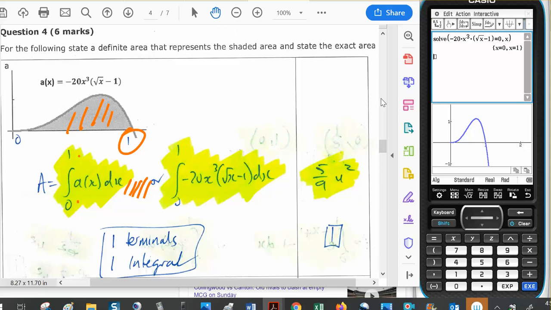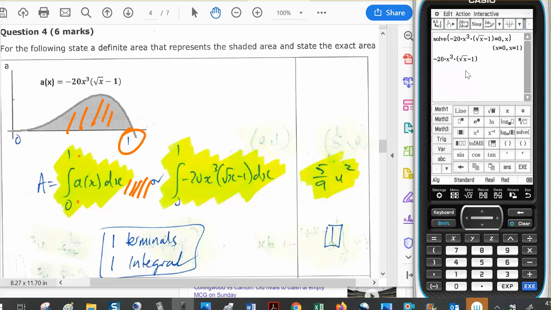definite integral mark, and to find the answer I would take this, select it, keyboard, select it, math 2 integral from 0 to 1 dx, and there's my answer, 5 on 9 units squared.